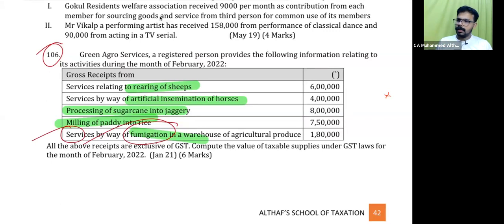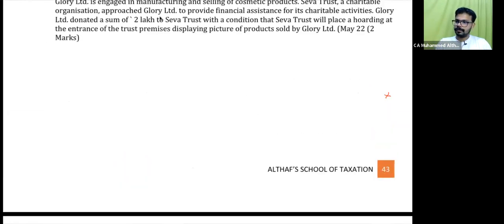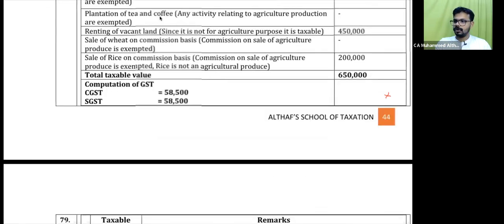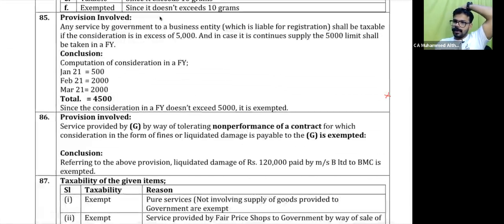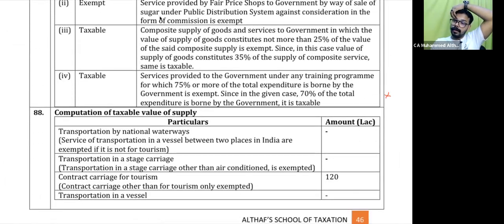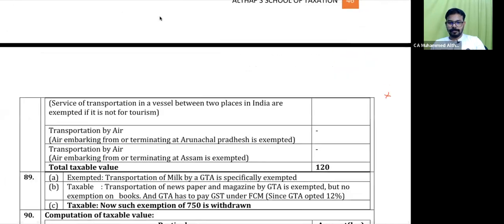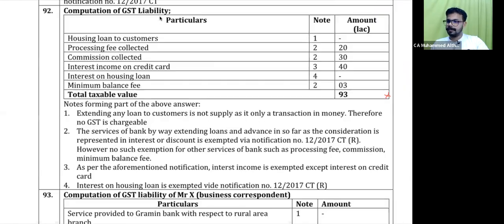So how many questions have we done? 14. 14 questions we have done, right? Yes. So far, so good. Is it value addition or value added?